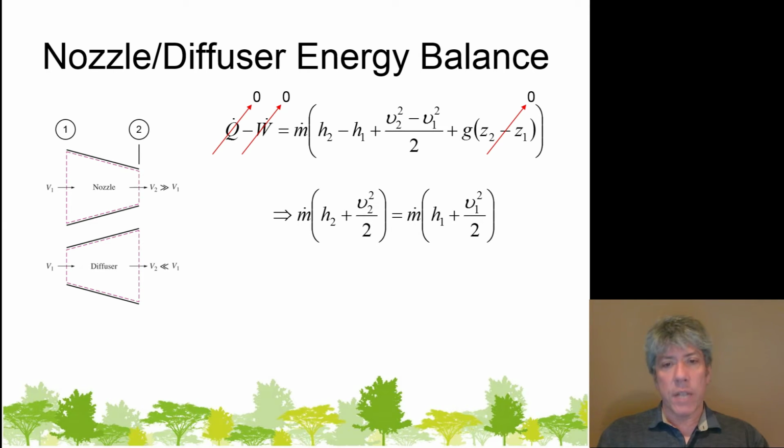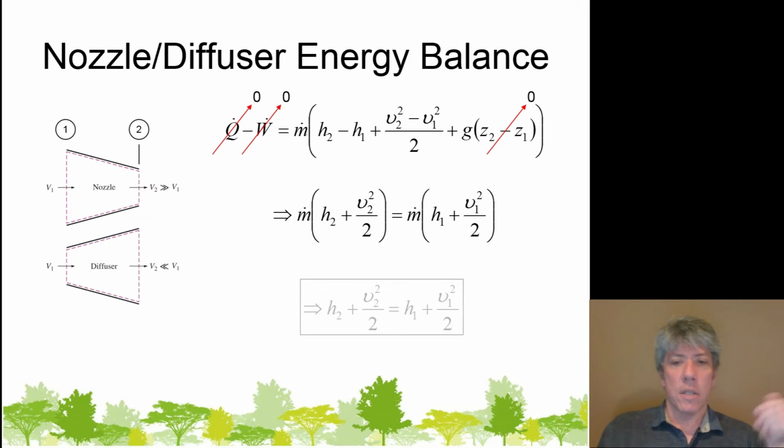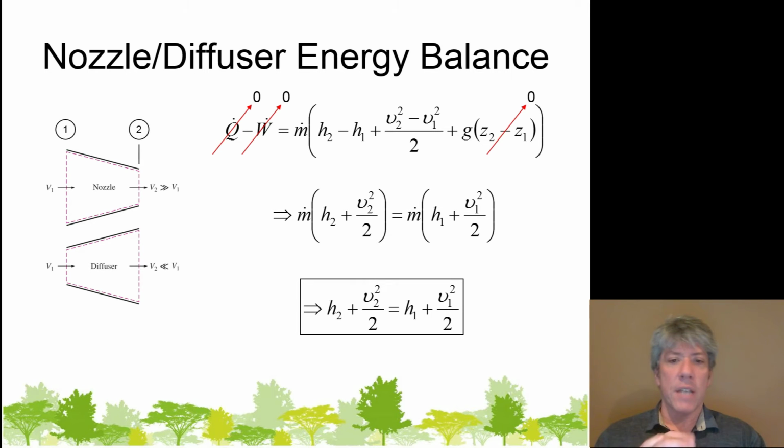And then if we rearrange the equation to put inlet on one side and exit on the other, where we have inlet on the right, exit on the left, we might note, being a single inlet, single exit system, that we can cross off the mass flow rates on both sides of the equation. In that case, we'd have enthalpy plus kinetic energy leaving equals enthalpy plus kinetic energy entering the nozzle or diffuser. Notice this energy balance would apply to either one.